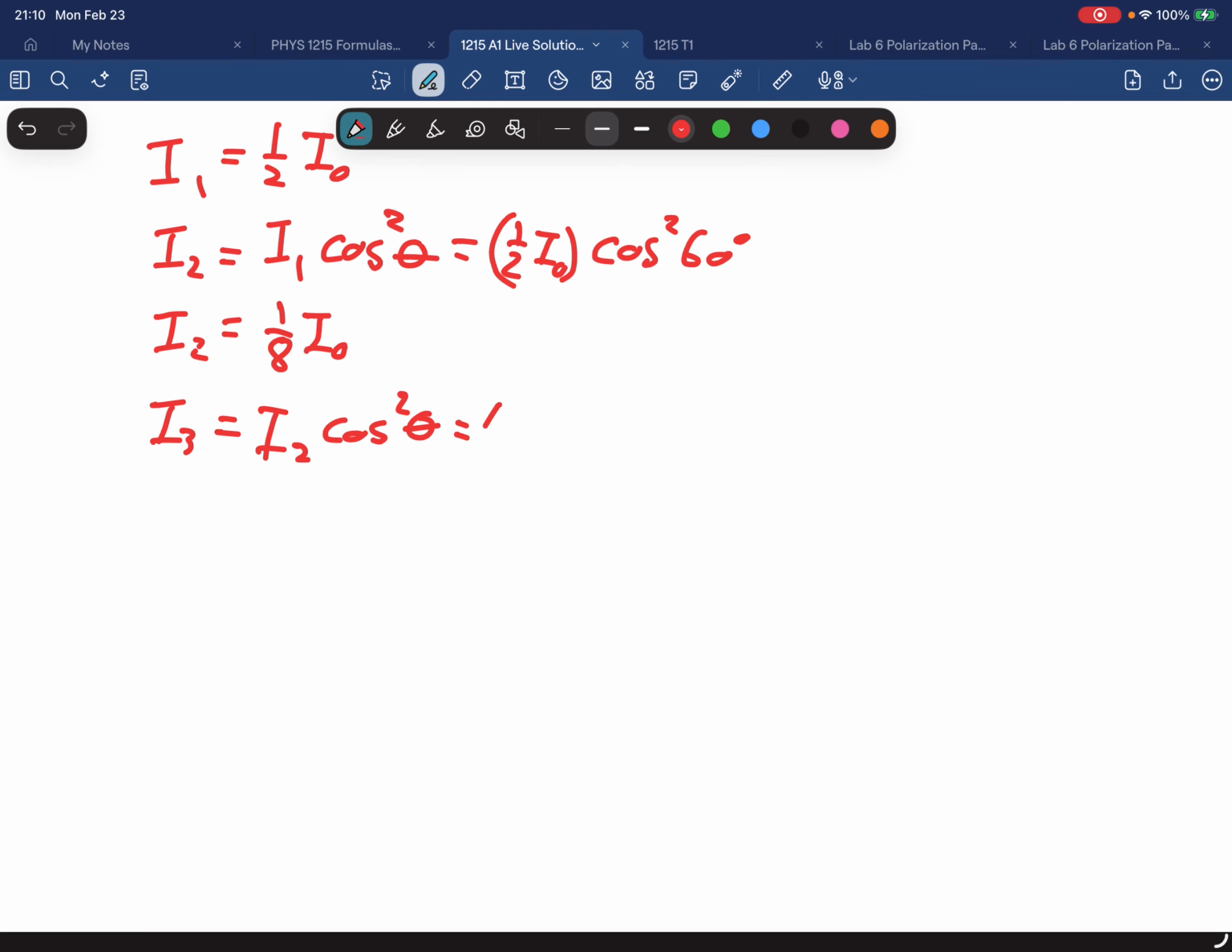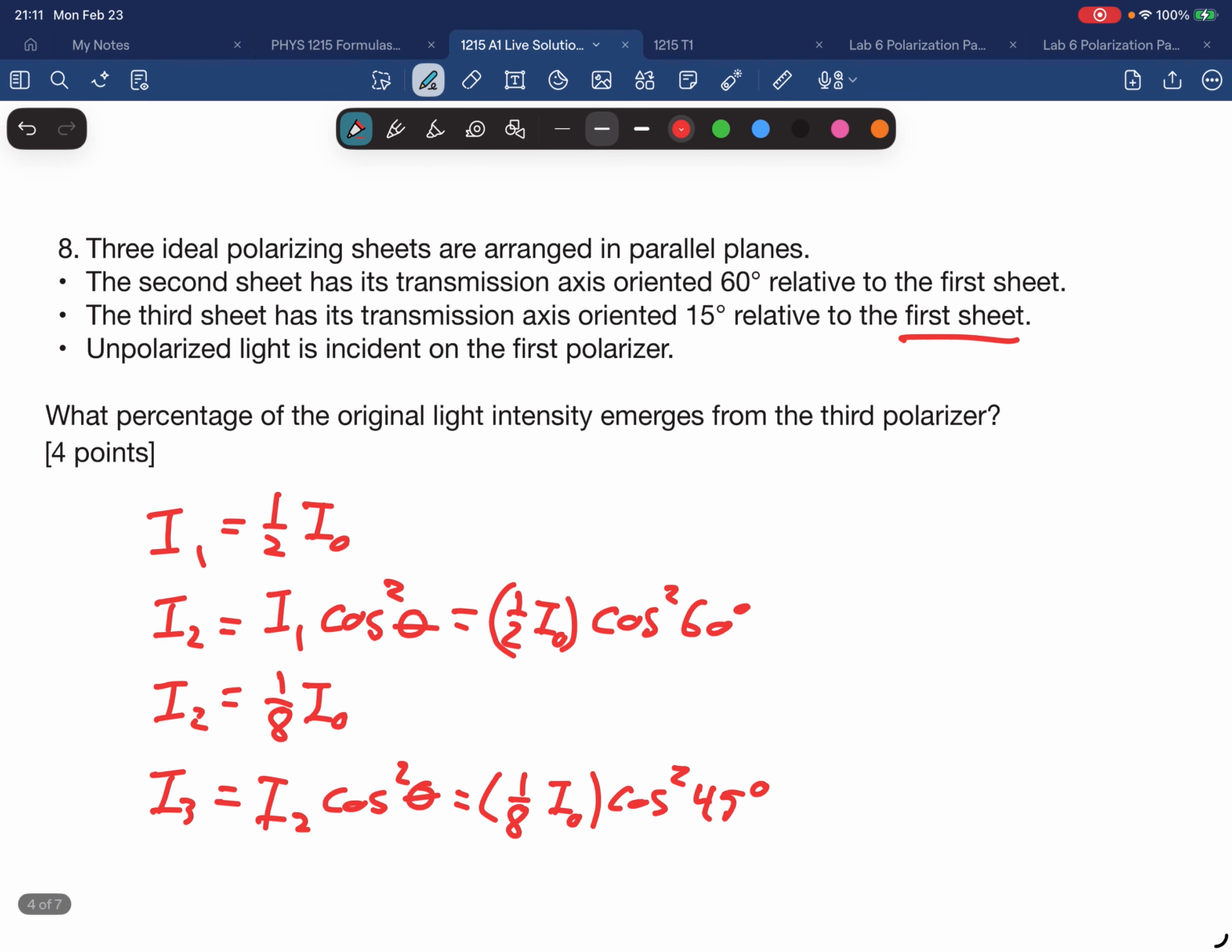So from I2, I get 1/8 I naught times the cosine squared of, this time it is 45 degrees, not 15, not 60. We are looking for the difference in angle between the second and the third filter. So we don't take 15 degrees. That is the difference between the third filter and the first sheet. Instead, we take the 60 minus the 15, and that gives us the 45. That is the difference between the second and the third polarizing sheet.